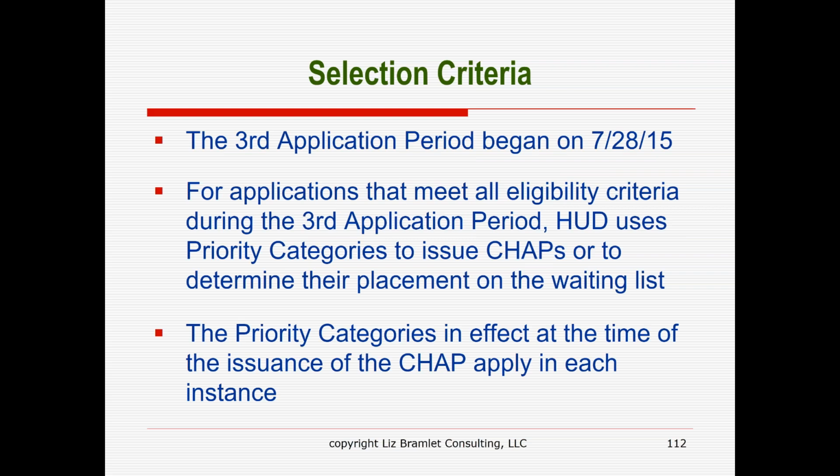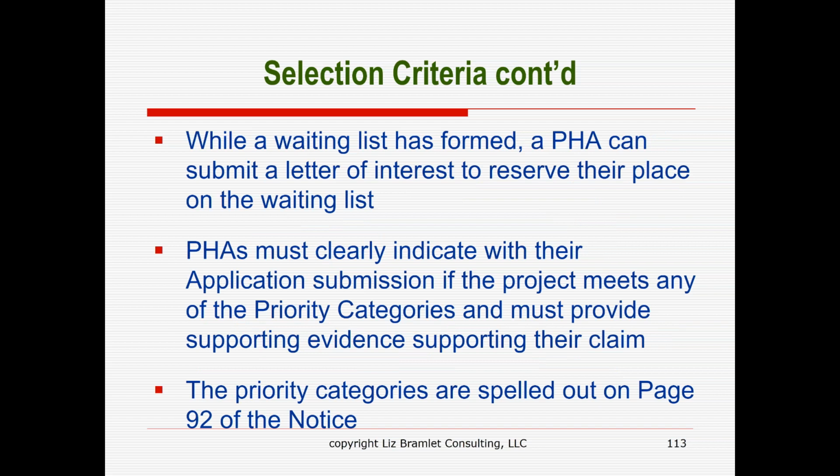Selection criteria. The third application period is where we are now. It began on 7/28/2015. For applications that meet all eligibility criteria during the third application period, HUD uses priority categories to issue CHAPs or to determine their placement on the waiting list. So how high you score, and when you submit either an application or a letter of interest, will determine where you are placed on the waiting list. And the priority categories in effect at the time of the issuance of the CHAP apply in each instance.